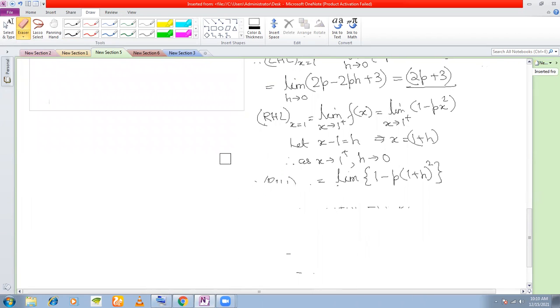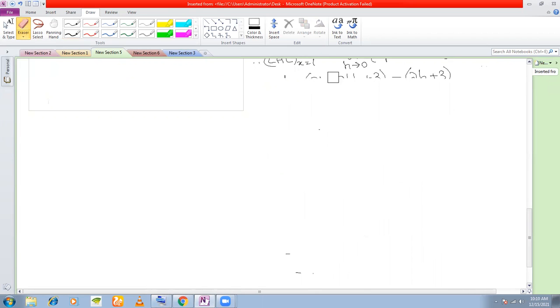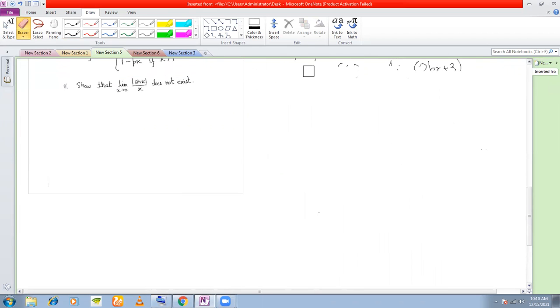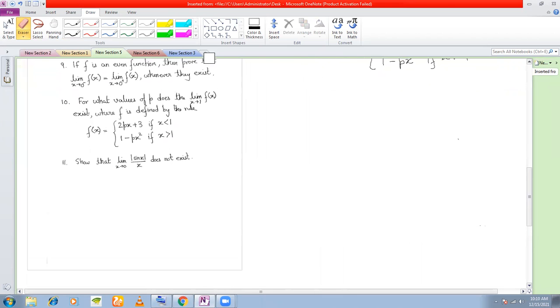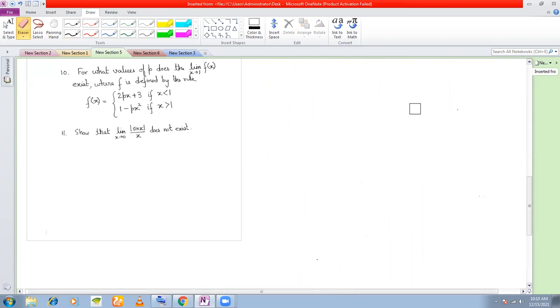Last problem from this exercise. Number 11. Show that the limit as x tends to 0 of mod sin x by x does not exist. That means you have to show that either the left hand limit is not equal to the right hand limit, or that they both exist but not finitely, or they both exist but not uniquely. In any case, you have to show that this does not exist.